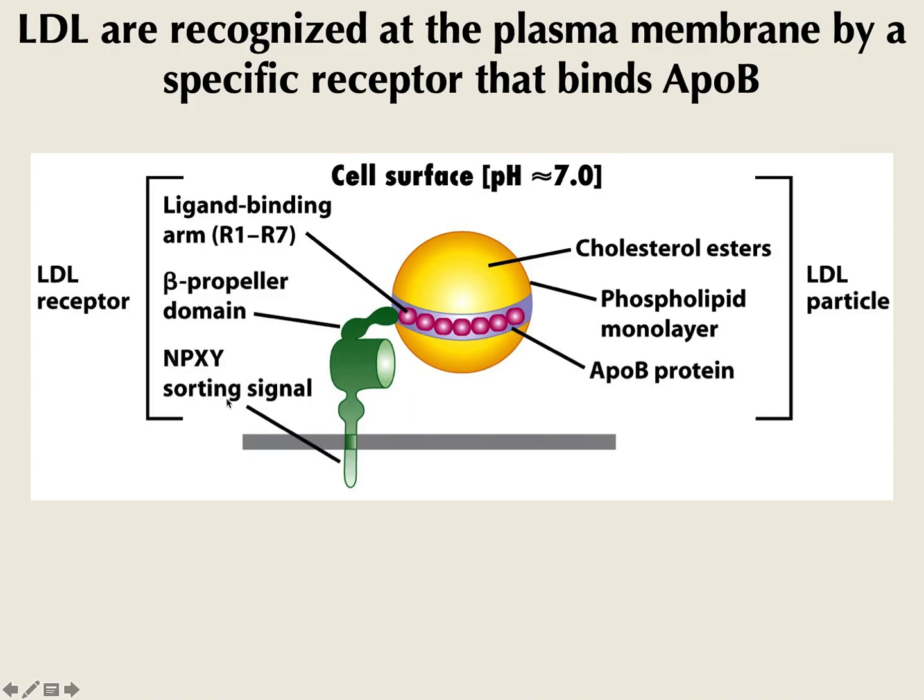What's up with that? Come on. What does that do? Where's the NPXY? In the cytosol. What does that do? That's right. It helps recruit the coat. That's the signal. Because this is a soluble particle, the coating machinery does not see it. It needs the signal in the receptor.